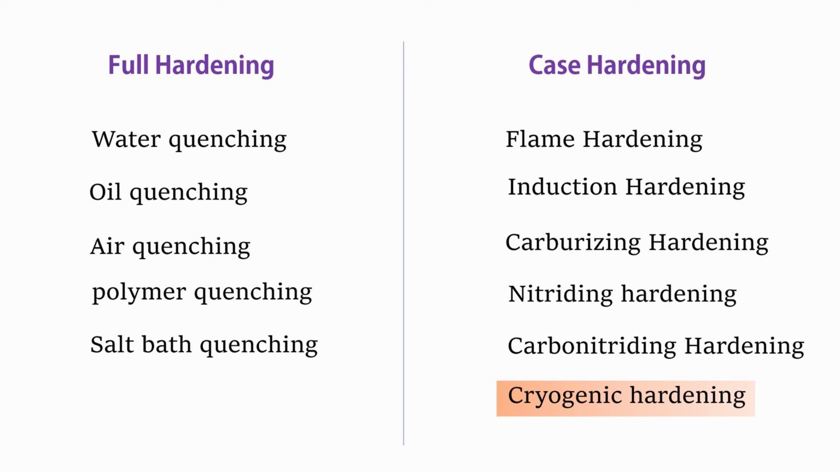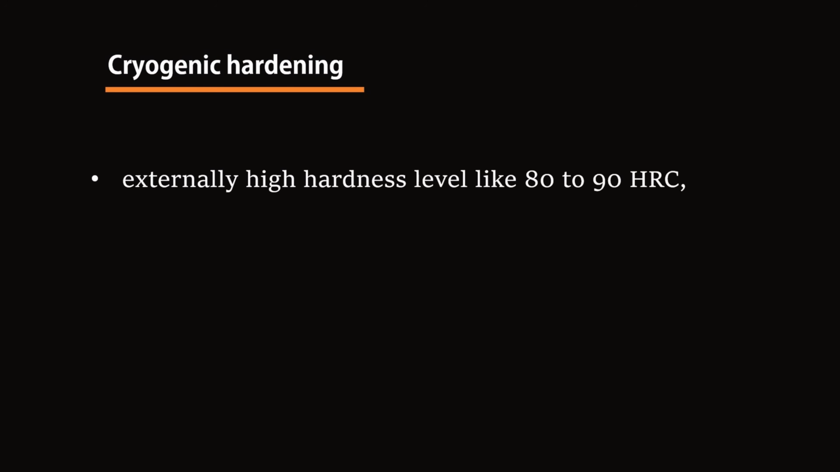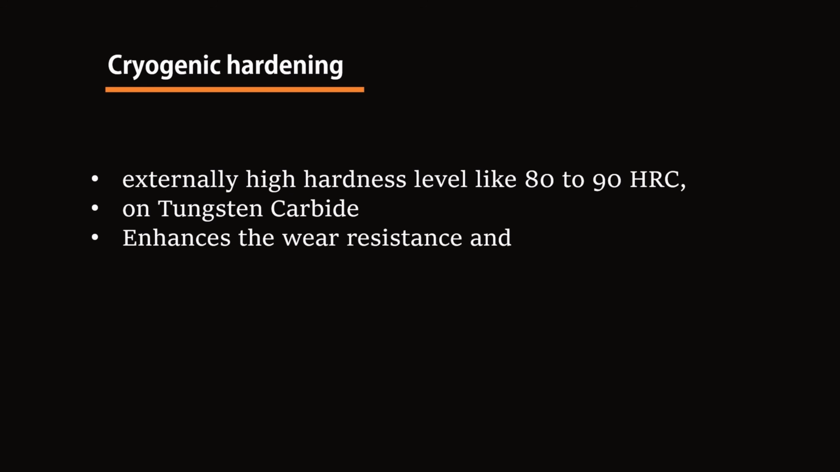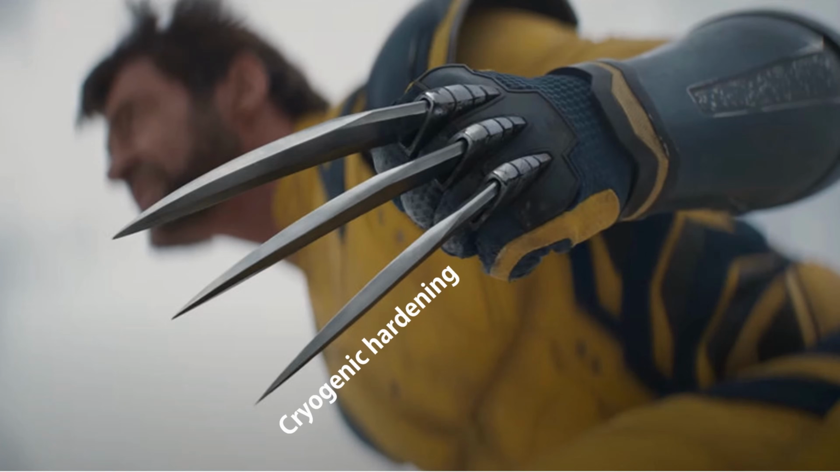Lastly, we have cryogenic hardening. This method involves cooling the material to extremely low temperature using liquid nitrogen, minus 185 degrees centigrade, typically after conventional heat treatment, and provides extremely high hardness levels like 80 to 90 HRC on tungsten carbide. Cryogenic hardening enhances the wear resistance and performance of engine parts, gears, bearings, and also sports items like golf clubs and hockey blades.